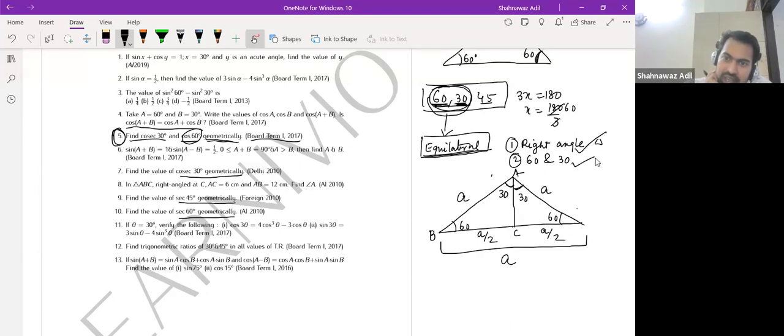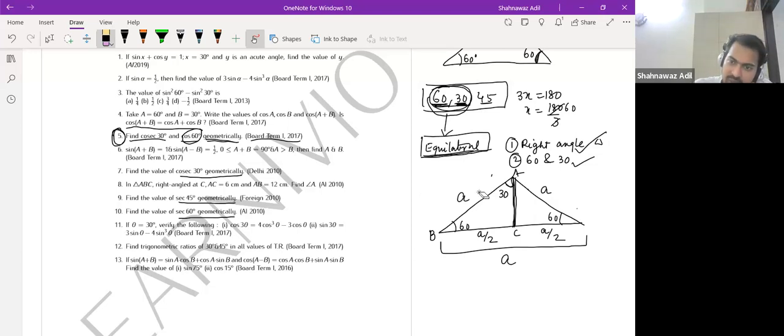What is this side? How can I calculate this side? Pythagoras theorem. So calculate this side and tell me the answer. Everybody calculate and tell. Through Pythagoras theorem, right?